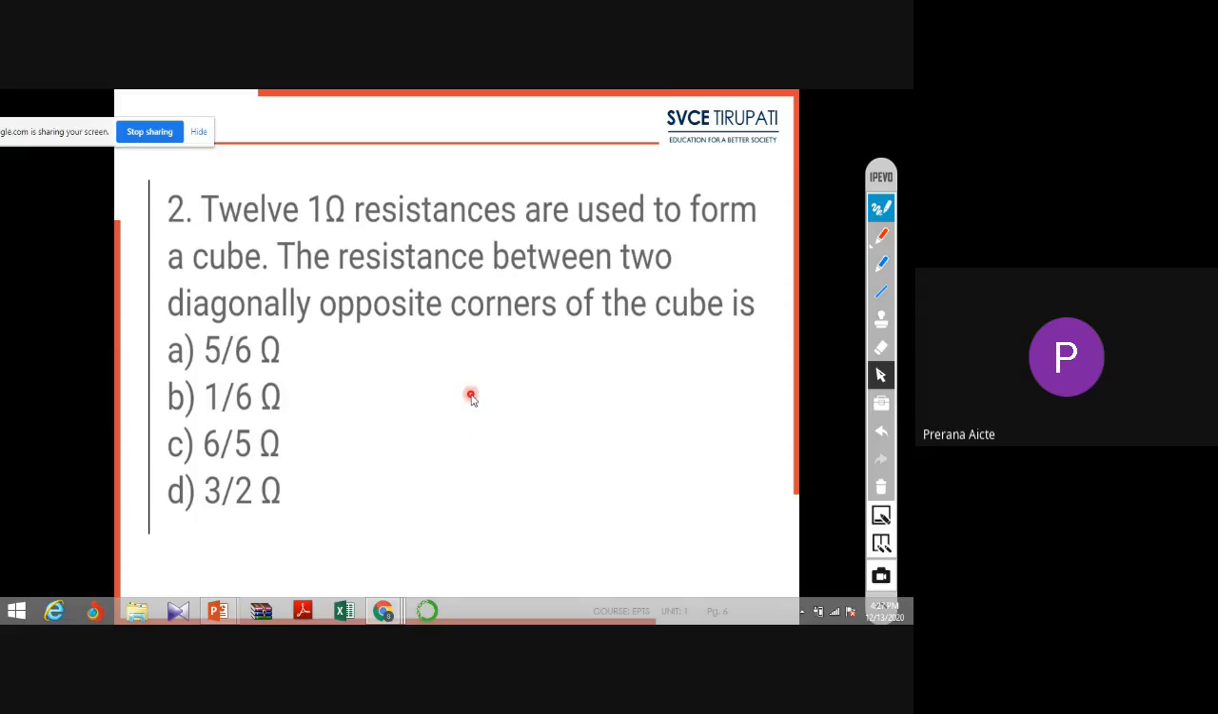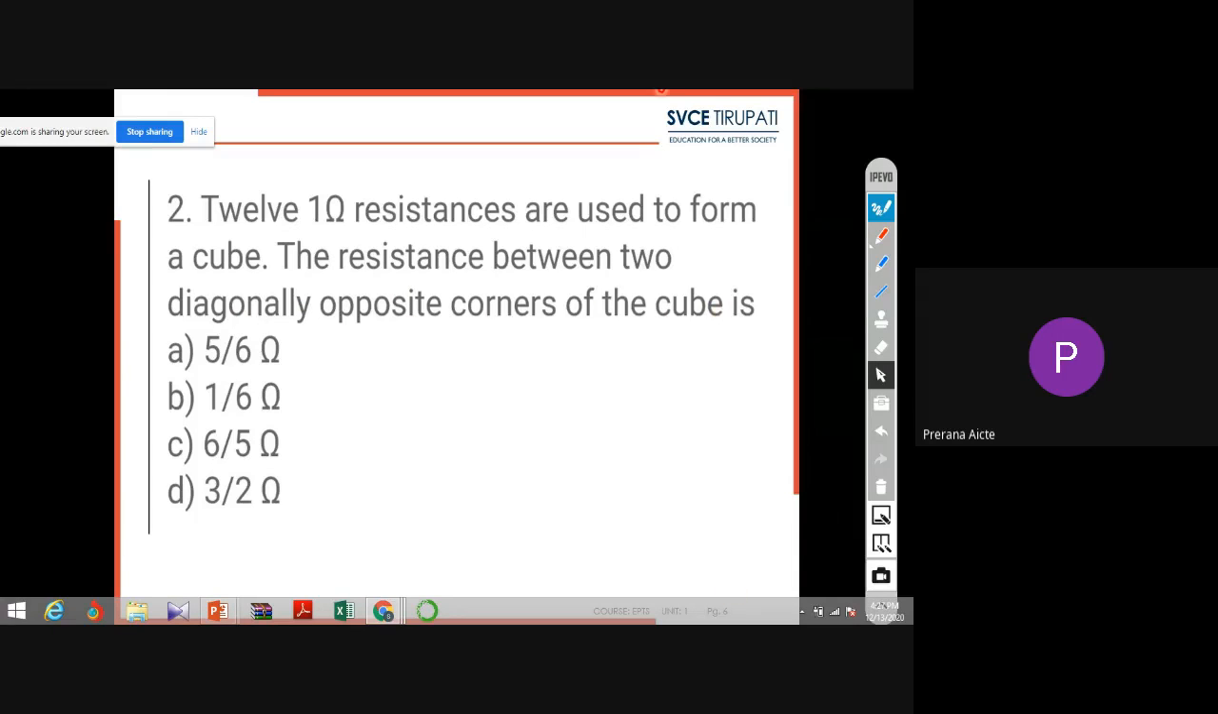Yes or no? So see here, 12 resistances of 1 ohm each are used to form a cube. We need to find the resistance between two diagonally opposite corners of the cube. So the cube has 12 branches. Each branch has how much resistance? 1 ohm.